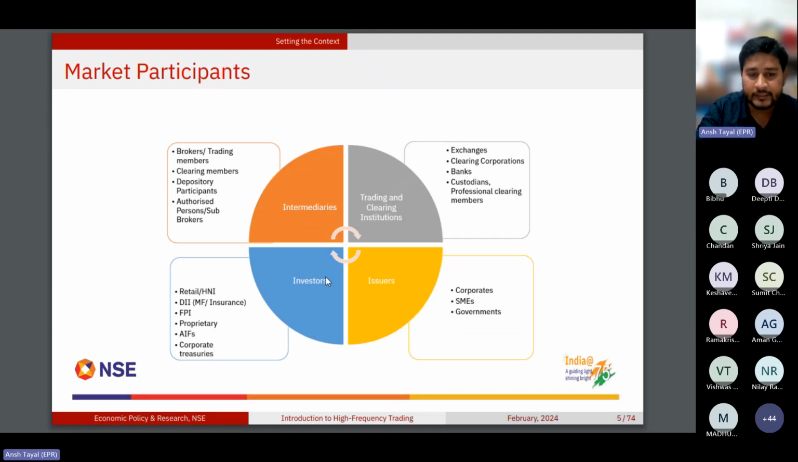If you look a little closer, among the various types of investors we have retail investors like you and I. Then we have domestic institutional investors, for example mutual funds, insurance companies, etc. Then you have FPIs, foreign portfolio investors. Then there are proprietary traders, who trade using their own money, as opposed to DIIs or FIIs who invest on their clients' behalf. And then alternative investment funds, corporate treasuries, etc. Similarly, among intermediaries you have trading members and depository participants. Your demat accounts are opened with a depository participant, where your stocks are held in demat form. Today's session is focused on one type of proprietary trader: high frequency traders.